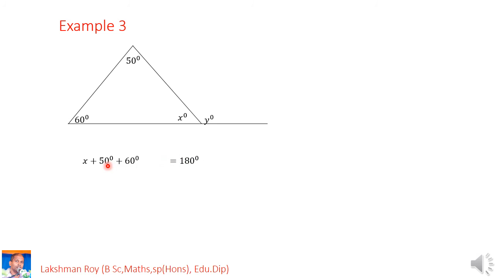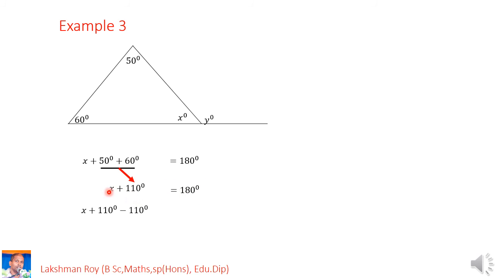Now you can see here 50 degrees and 60 degrees we can add. So we can write x plus 110. That 110 means 50 degrees plus 60 degrees, then you get 110, right? That should be equal to 180. Now you have to remove this 110 degrees. How? That is added, so you have to subtract 110 degrees from both sides, right?